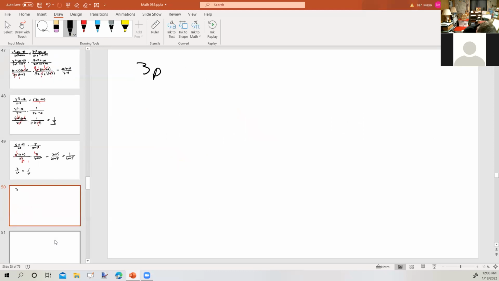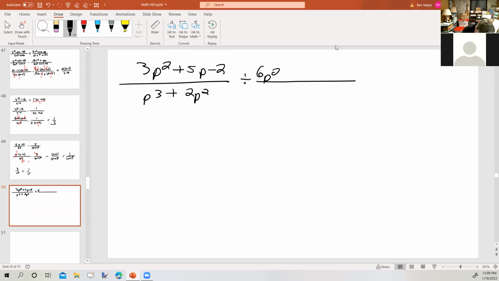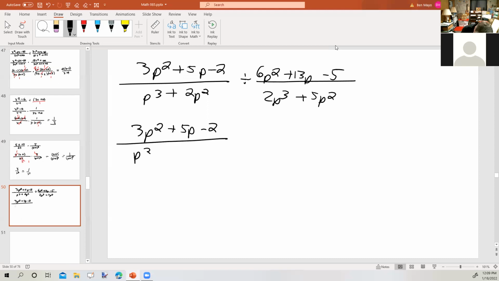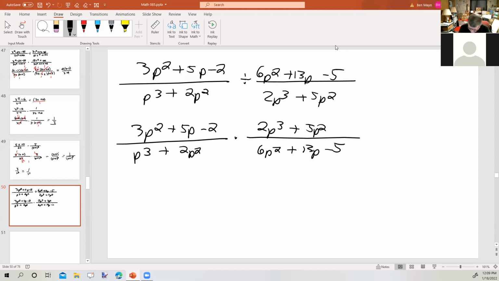We've got 3p squared plus 5p minus 2 over p cubed plus 2p squared divided by 6p squared plus 13p minus 5 over 2p cubed plus 5p squared. So the first thing I've got to do is change division to multiplication of the reciprocal. So 3p squared plus 5p minus 2 over p cubed plus 2p squared times 2p cubed plus 5p squared over 6p squared plus 13p minus 5. Okay. So we're going to factor everything.